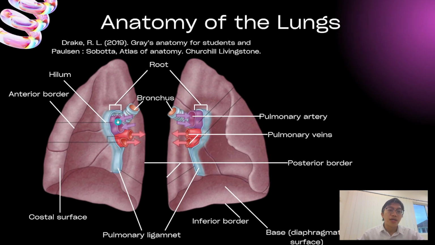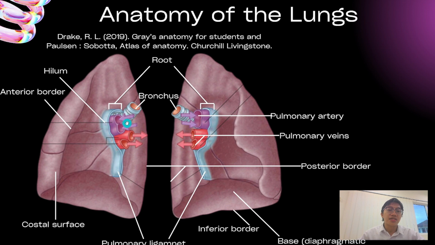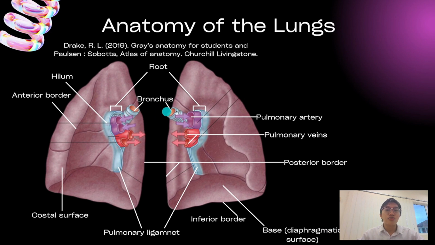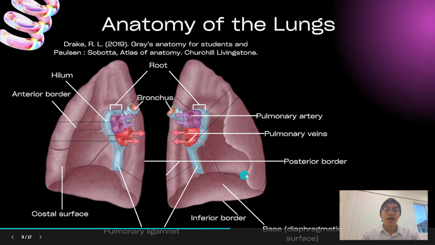The purple vessel is the pulmonary artery where the blood goes in, and the red vessel is the pulmonary veins where the blood goes out. And the two tubes here are the cut section of the bronchus. And here in the middle we have the posterior border. And below it, we have the base of the lung for both right and left, which is in contact with the diaphragm.